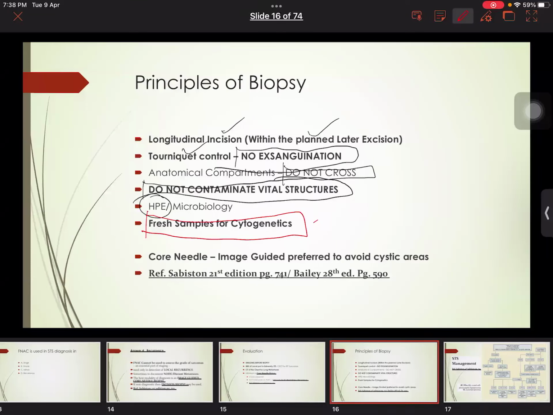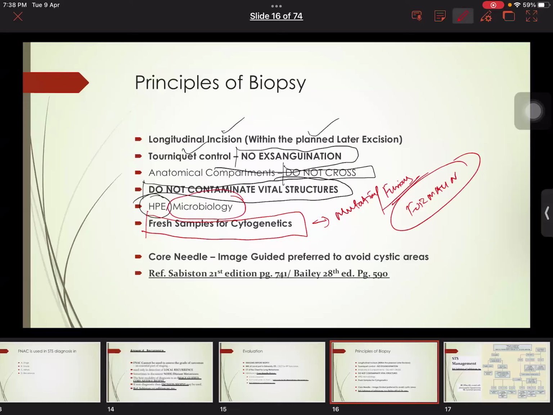So for studying mutations and fusions, you will need a fresh sample as well. So preserve it fresh: one part you can keep fresh, and the other part you put in formalin. And generally, when the diagnosis is not clear, have some samples sent for microbiology as well.